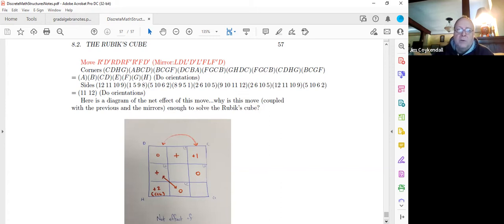And what it does is it will swap out those two corners the same. So it'll swap C and D, but it'll do the orientation in the opposite direction. And the mirror image will leave 12 alone, just like this one left 10 alone, but it'll swap out 11 and 10, changing the orientation of 10. And it will also rotate G instead of H, and it'll do it clockwise.